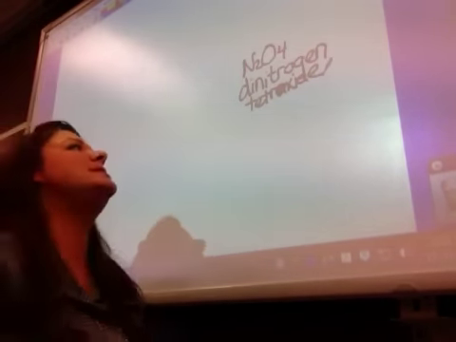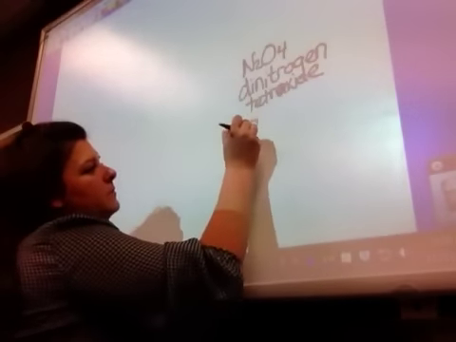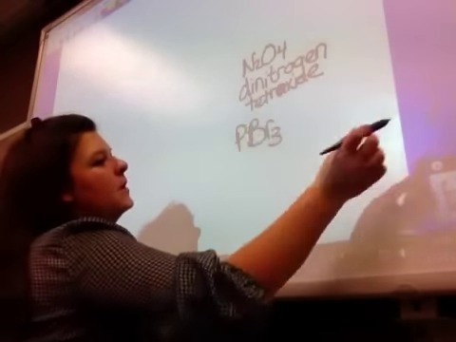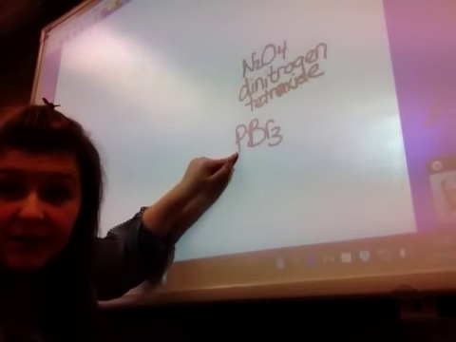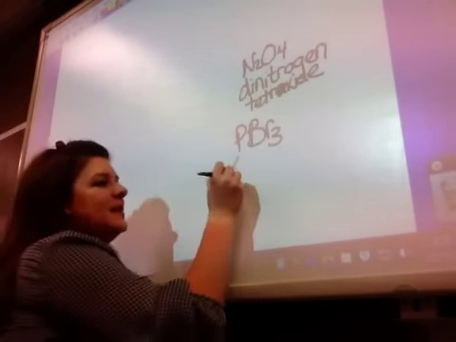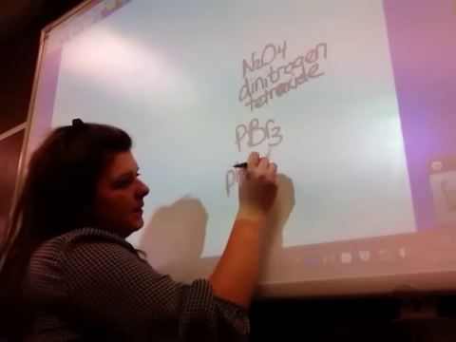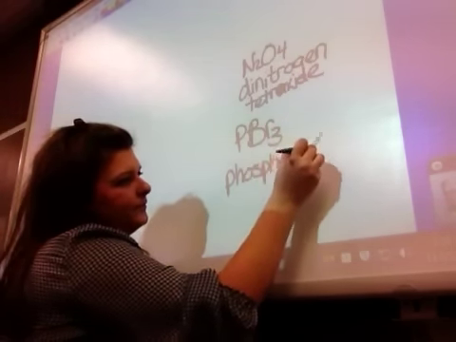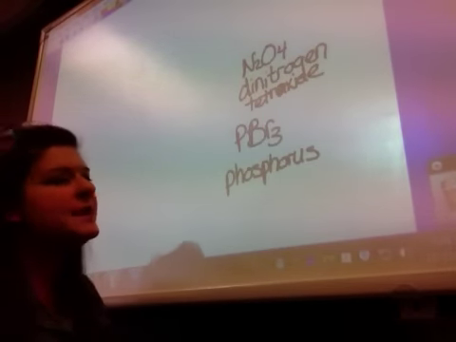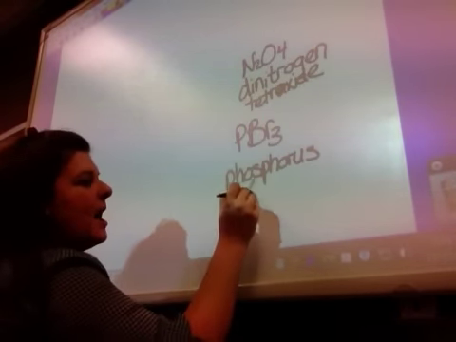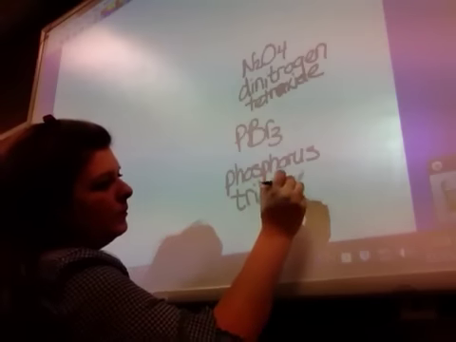Okay? Let me give you a different one. PBr3, both nonmetals. P is phosphorus. There's only one of them, so I would say phosphorus. Phosphorus, what would you say? Tribromide. Woo!